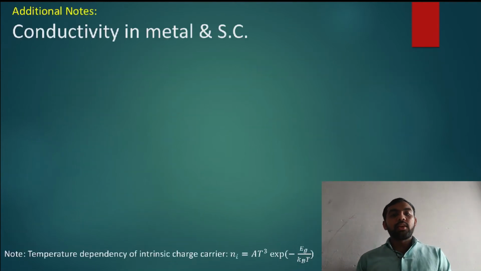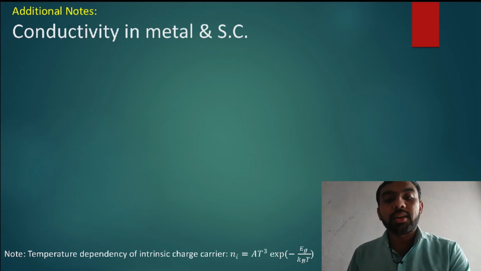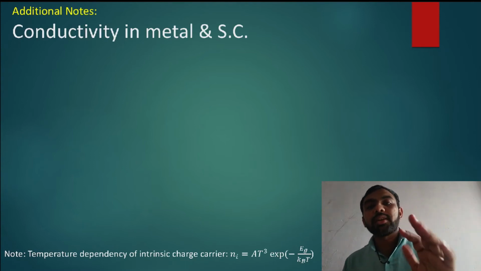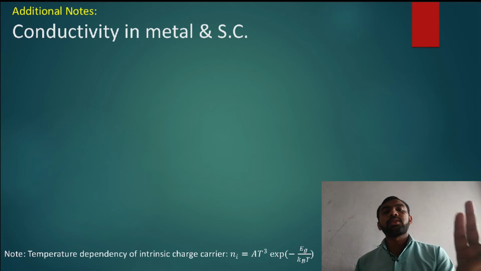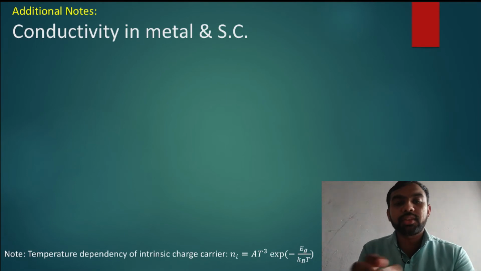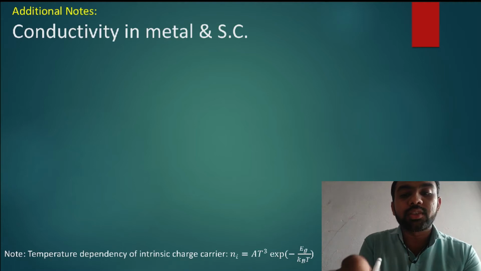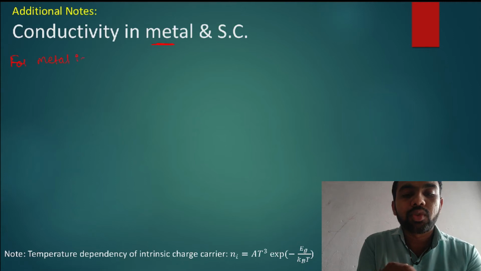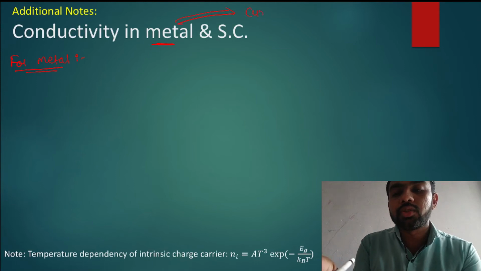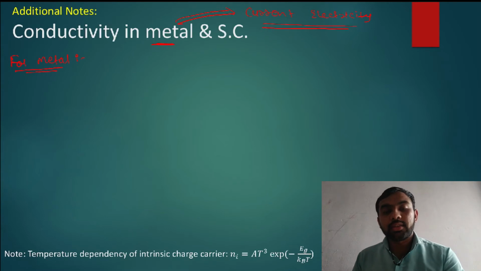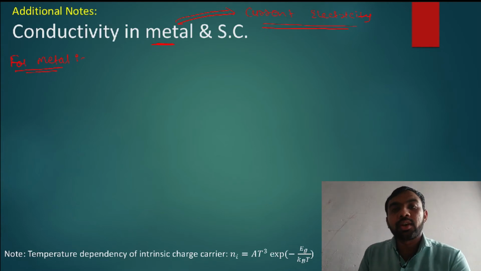Let's see one additional note: conductivity in a metal and semiconductor. Very simple. All of you must have studied this in chapter number 3, current electricity. So first we discuss the conductivity of a metal. In current electricity we discussed the conductivity for a metal.